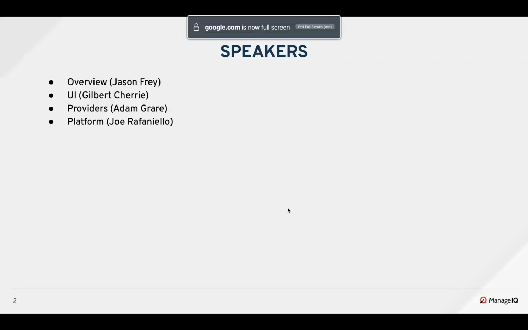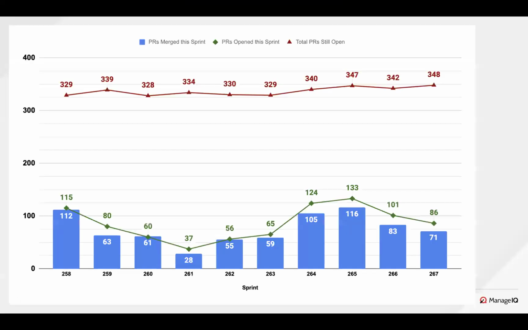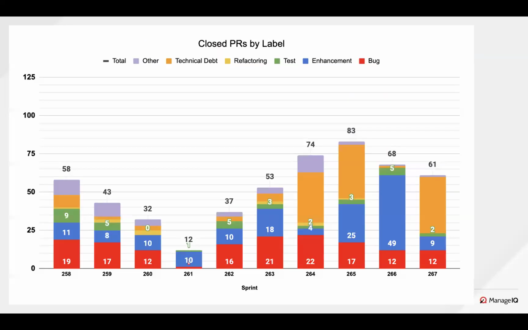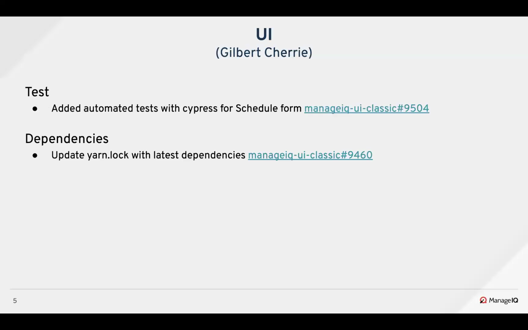Let's get started. I'll start with the overview, Gilbert on the UI, Adam on providers, and Joe on the platform. As you can see, 71 PRs were merged this sprint with a fair amount of technical debt and some bugs and enhancements in there. And over to Gilbert on the UI.